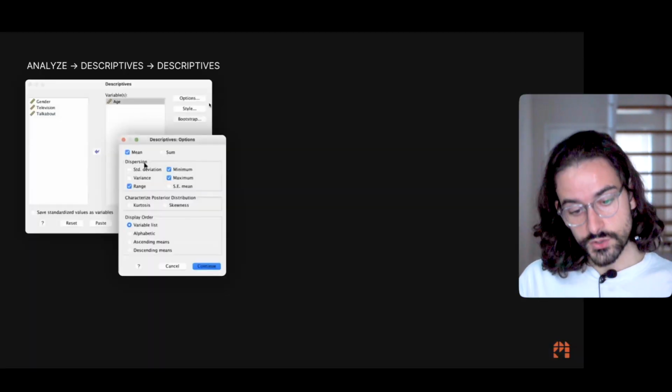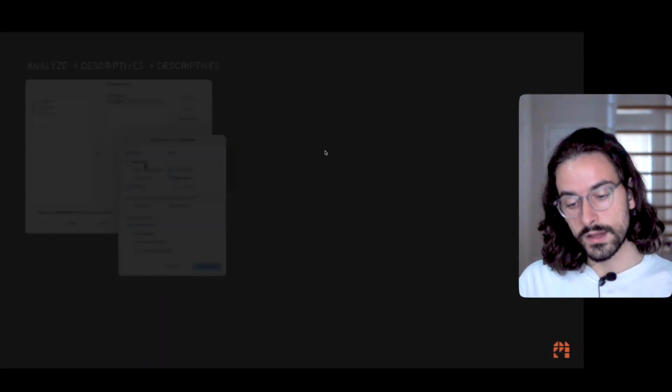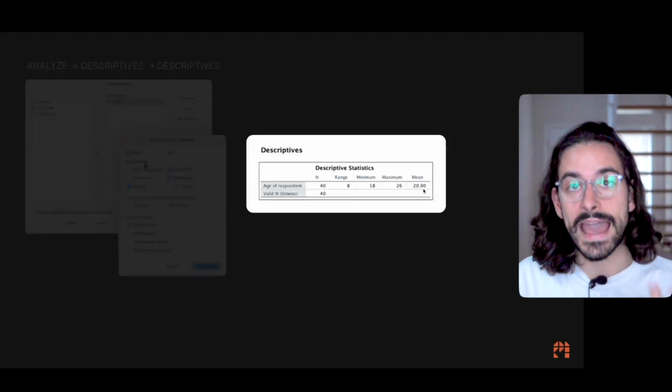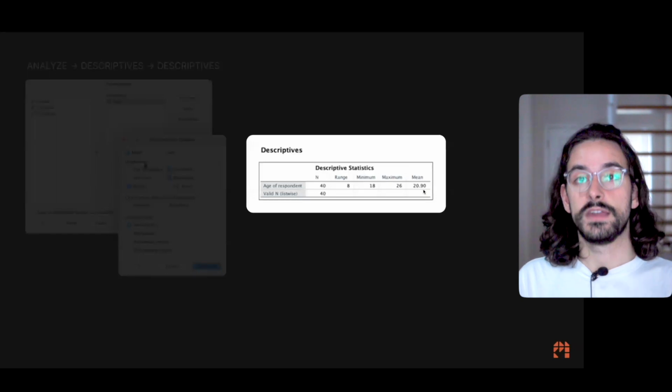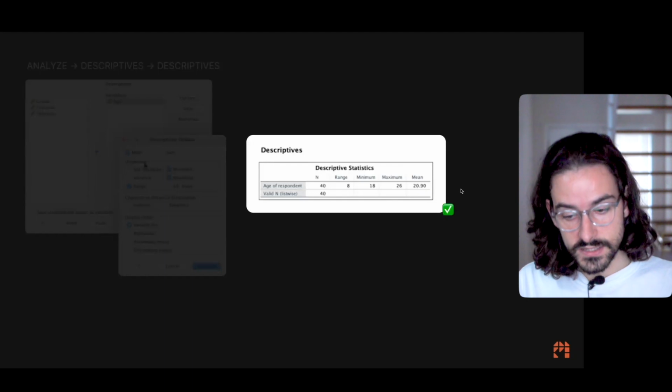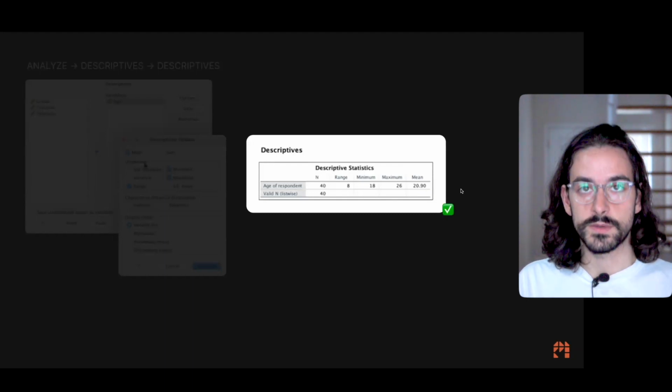Okay, so let's look at the mean again. We go to Analyze, Descriptives, select everything, run the mean analysis again, and now we find 20.90 as the average of our sample. The average age is 20.90 years of age. Perfect. This is better. Much better. We got rid of the missing values.